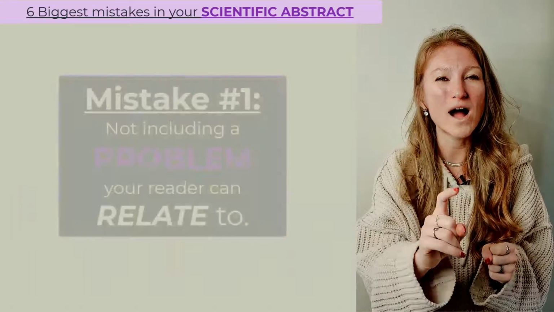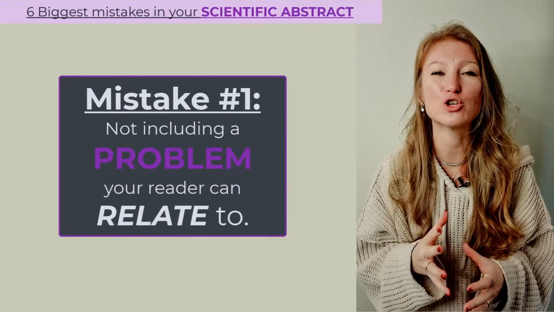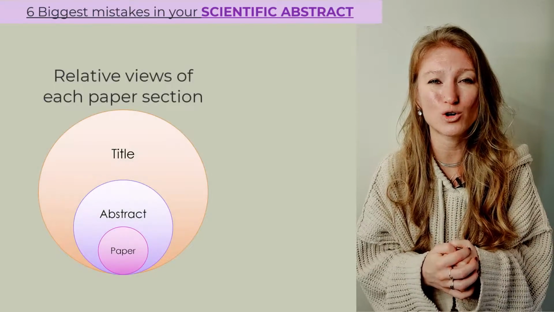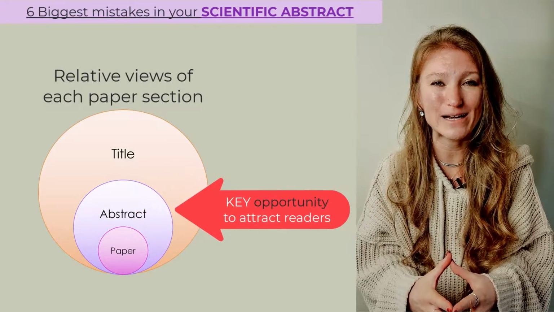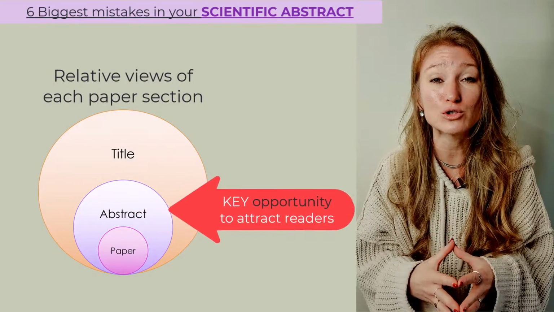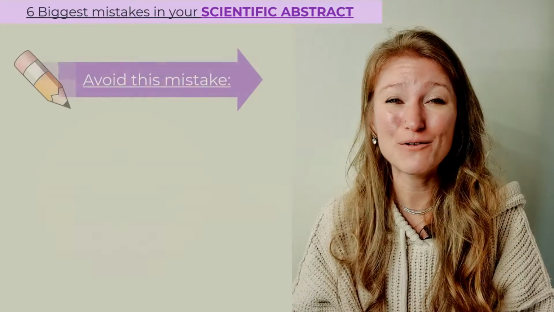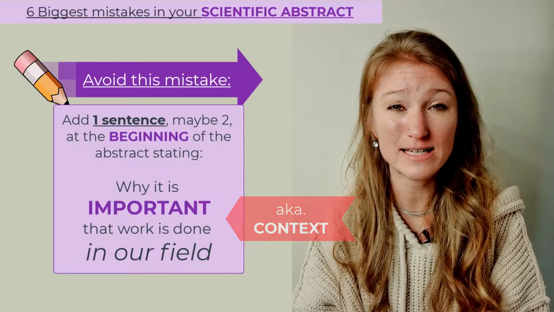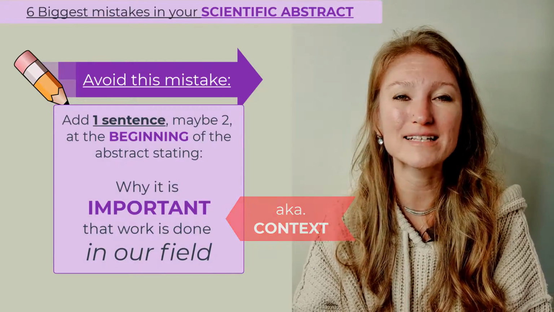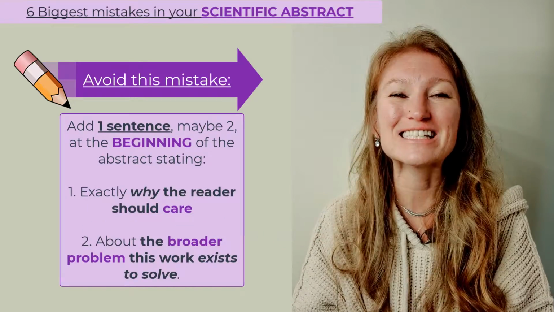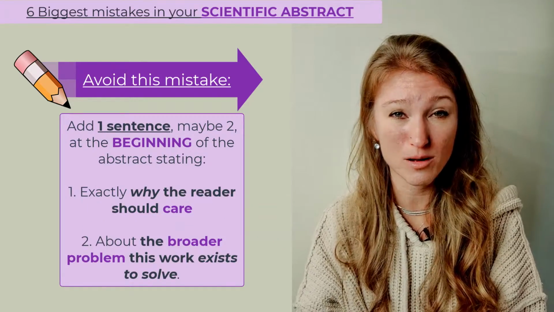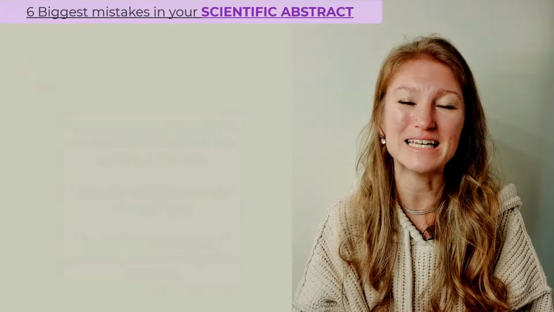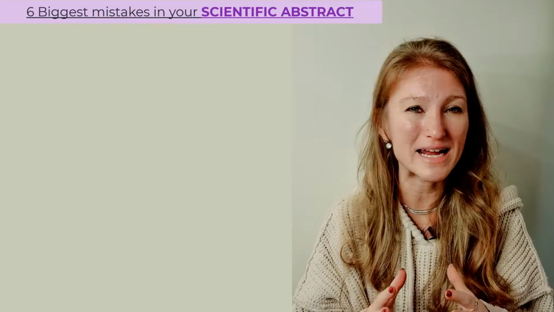Problem number 1, not including a problem that your reader can relate to. The abstract is the first place we have to relate to our reader, and if we fail to do so right away, we miss a key opportunity to attract readers to our paper. So at the beginning of our abstract, we need 1 sentence, maybe 2, that helps put our work into context for our reader to show the reader why it is important that work is done in our field. This is usually done by showing the reader a problem in the field and showing why it is important that this problem be solved. To see what I mean, let's check out an example of a great abstract.